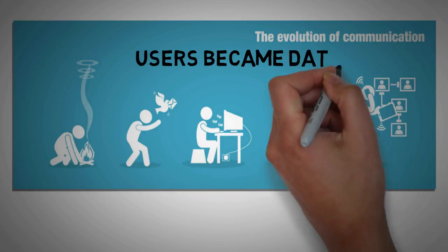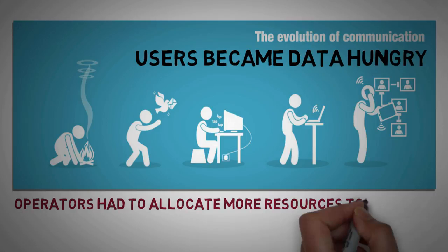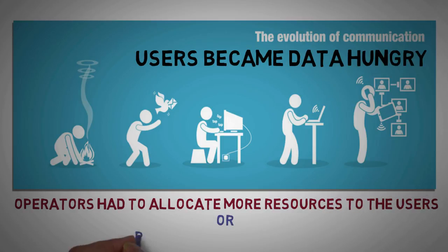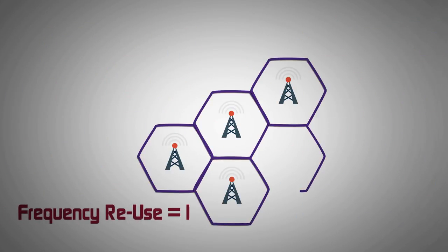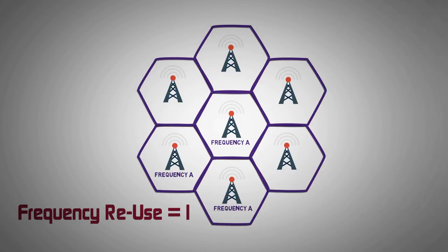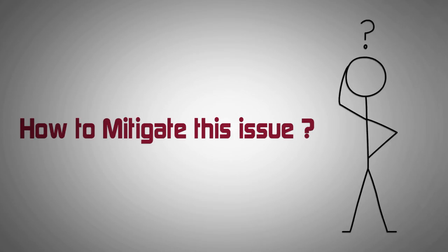But with the evolution of communication, the users became data hungry, and operators had to allocate more resources to the users, or provide them with more bandwidth. To overcome this, a frequency reuse factor of 1 is used in 4G. That is, all cells use the same frequency. As a result, at the cell edge, users may face inter-cell interference. So what did the operators come up with to mitigate this issue?